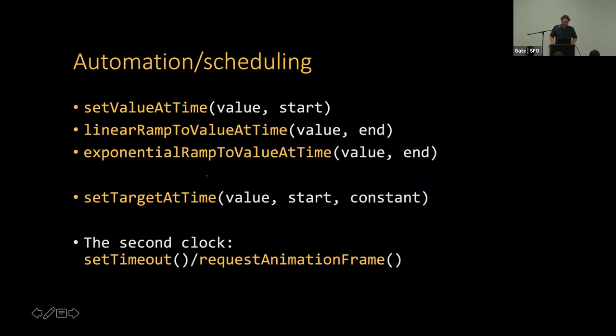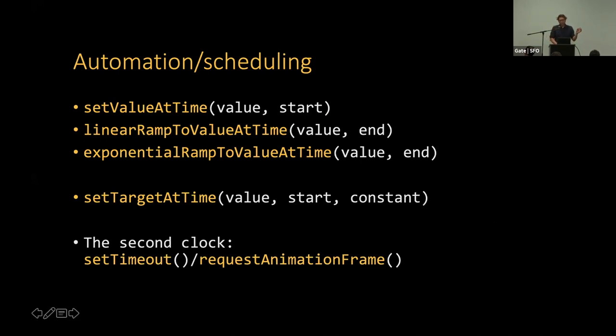Then another important thing is to automate things, or schedule things to change over time, because that's music, right? Music is sound over time. So we have a few available options in the Web Audio API. You can set a value at some point. You can linearly go to a value, exponentially go to a value, or set target at time, which is the one that I'm using, where you give it a value where you want to go, where you start, and then this constant is how quickly you go there.